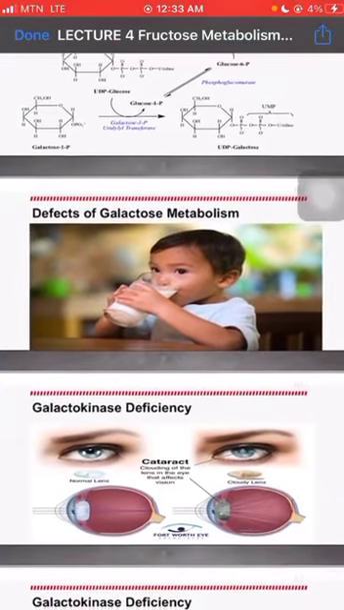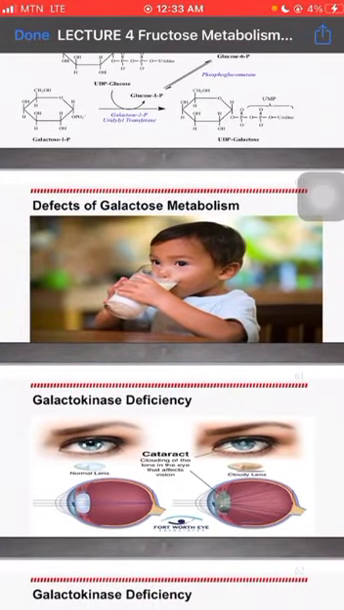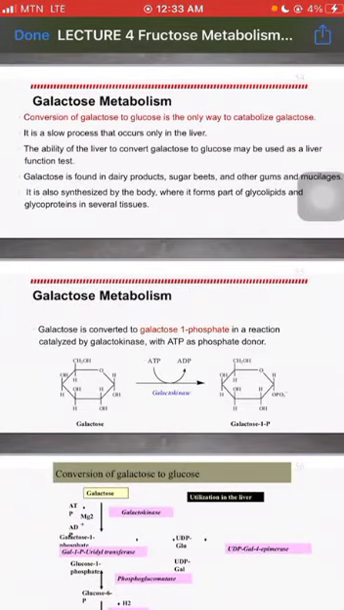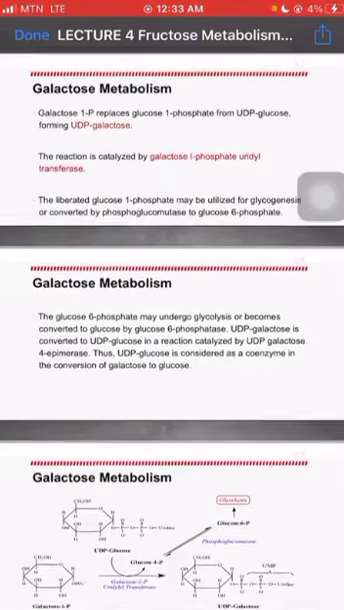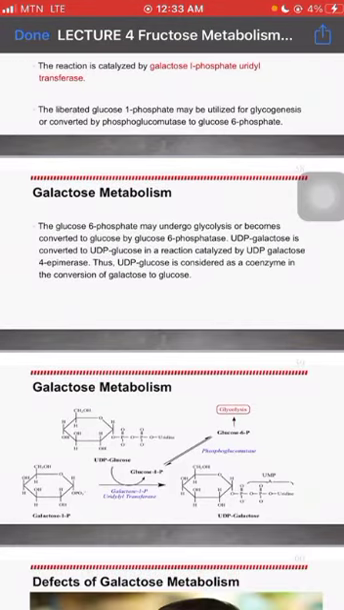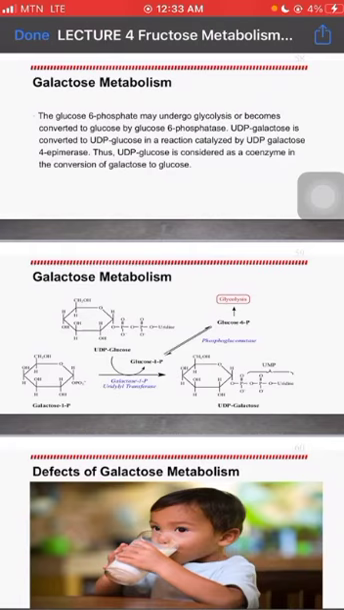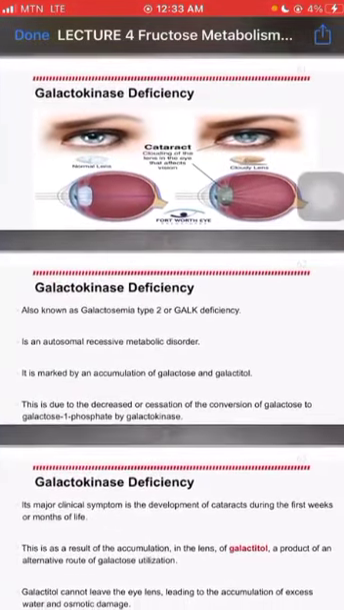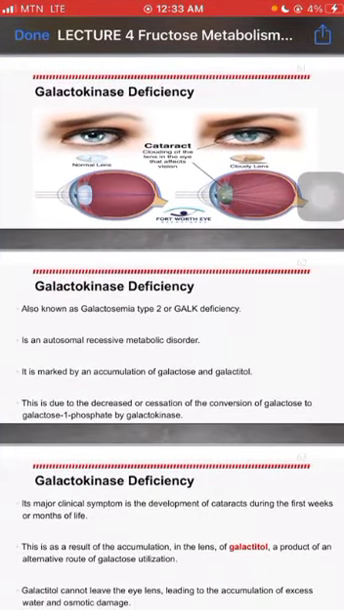Now let's look at some conditions that can actually happen when there is deficiency of some of these enzymes. The first one we are looking at is deficiency of the enzyme galactokinase. The enzyme that was converting the galactose to what? Galactose 1-phosphate. When that enzyme is not there, it means that you can't convert the galactose to galactose 1-phosphate. And in such case, this galactose will use another pathway.